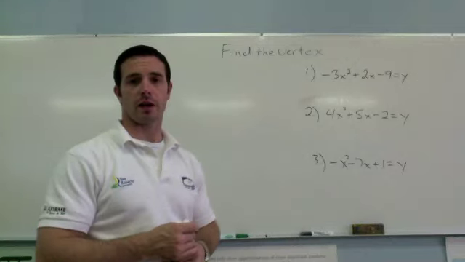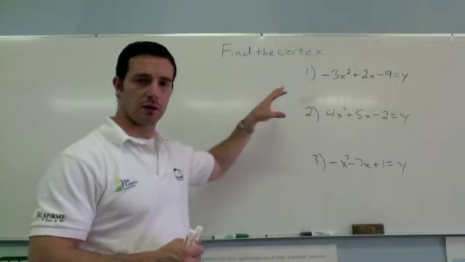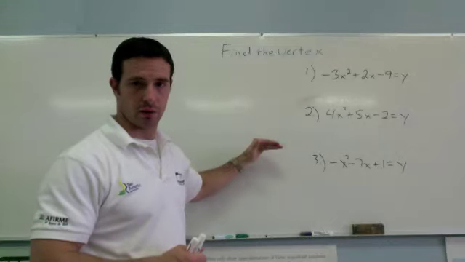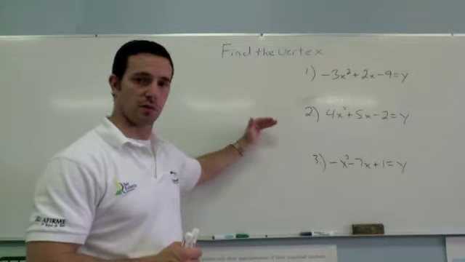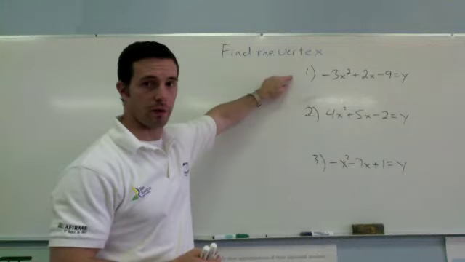Now we're going to go over some examples when the values in your vertex come out to be fractions. It's going to be a little harder to work with, so we'll go through some steps that'll make it easy. We'll start with the first one here.